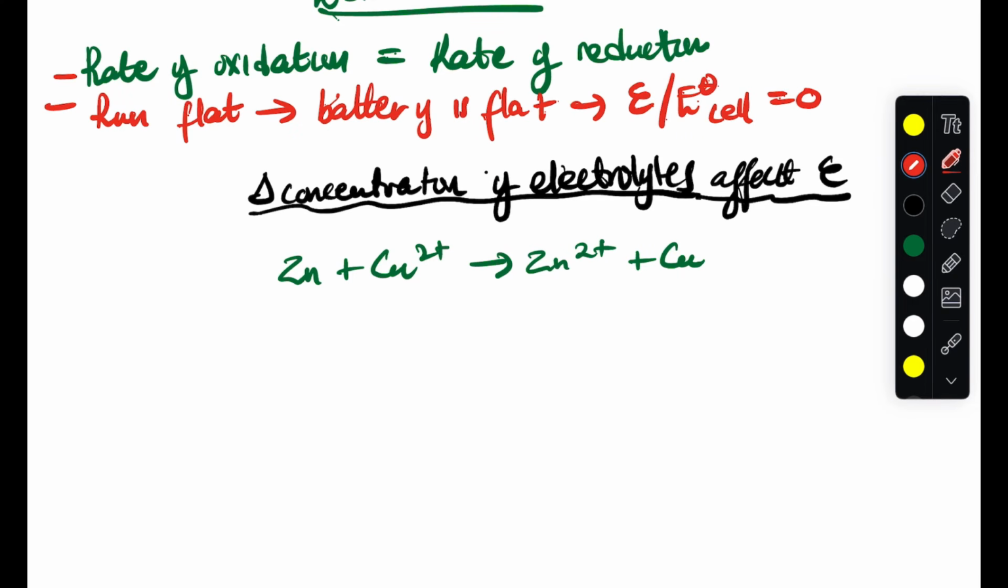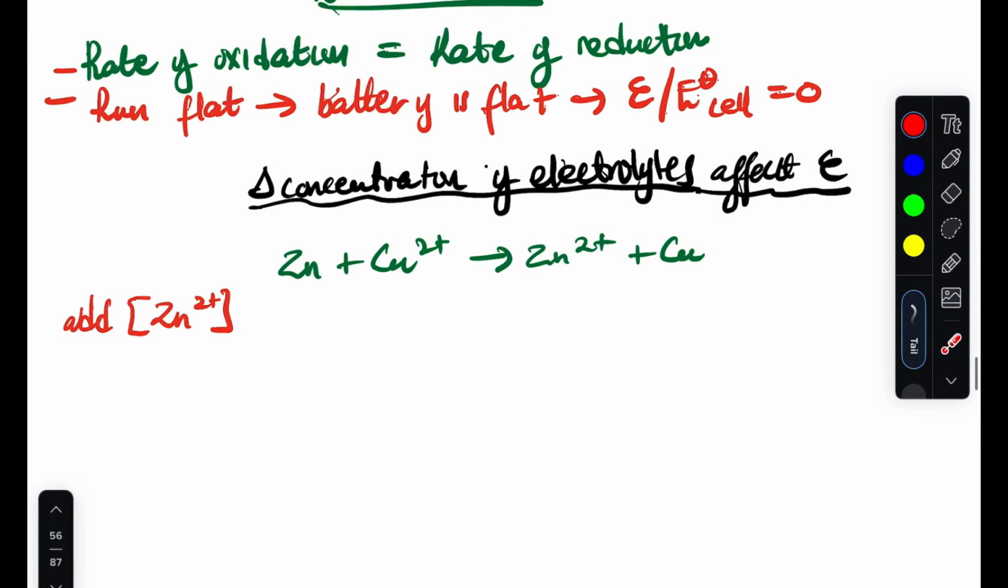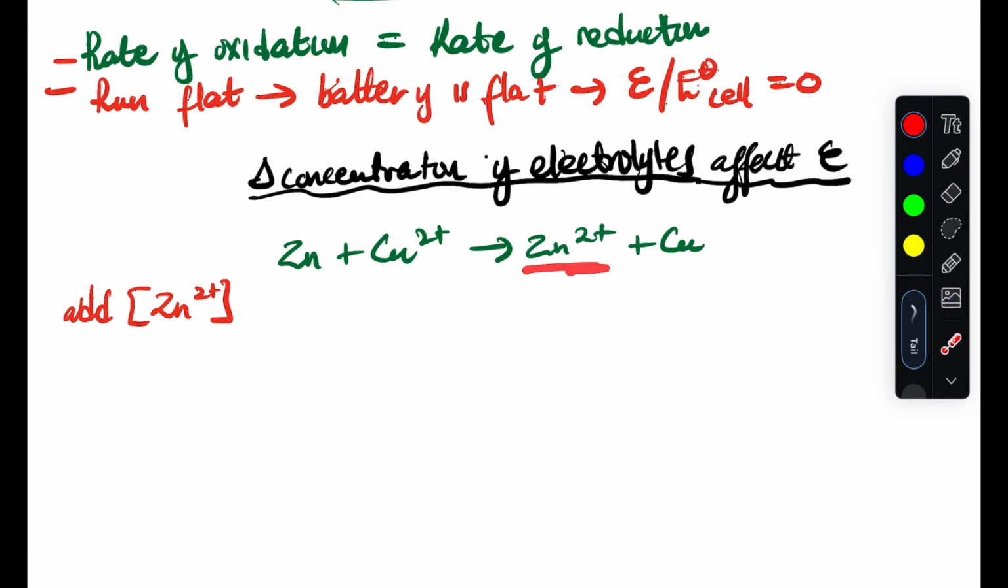Let's say now in this case, we're adding the concentration of zinc in the solution, meaning in this electrolyte we are adding the concentration of zinc, right? Now, where is the zinc ion? It's in the product. That means the change that I'm doing is in the product. So I'm increasing the concentration. That's the disturbance that I've done in the system.